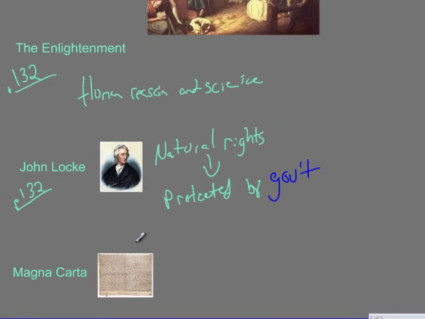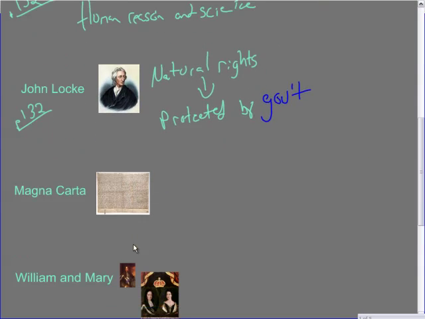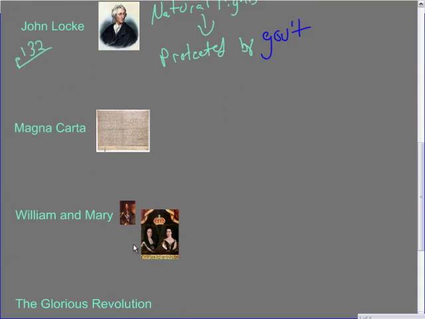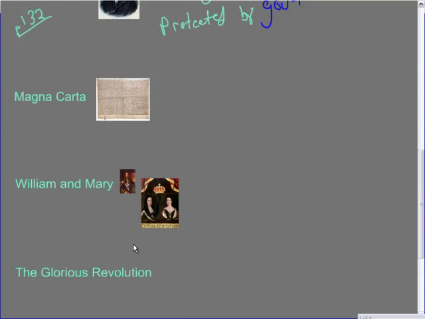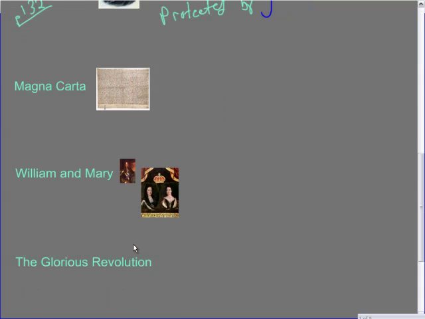So, as the Enlightenment takes off, not only in the colonies but also in England, people are trying to get their rights in England as well. And the first step to gaining those rights is the Magna Carta. And this is on page 137. We're moving on to chapter 5, section 2.